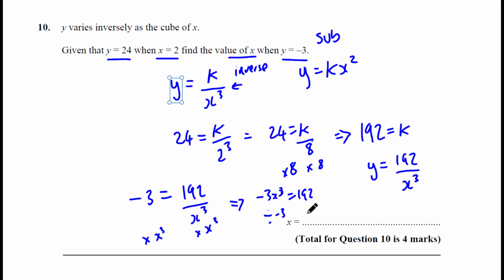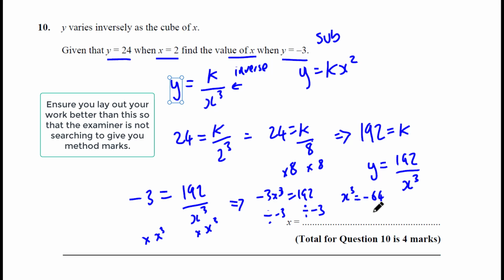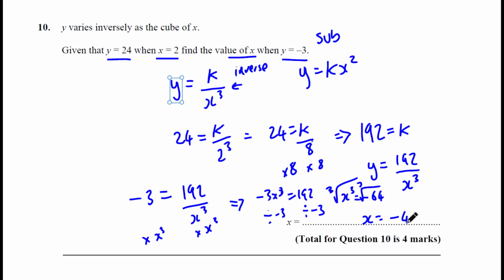Let's divide out by the minus 3. Get x cubed equals minus 64. Now hopefully we know how to cube root that. And so we get x equals minus 4. And hopefully you know minus 4 times minus 4 times minus 4 is going to give us the minus 64. So that is a very nice 4 marks. Lots of method marks again here.